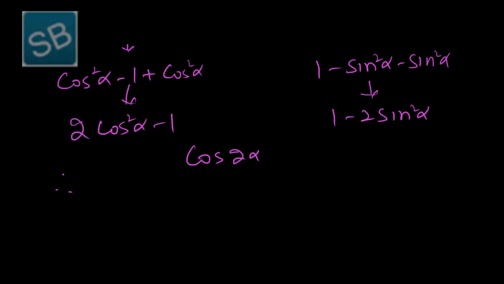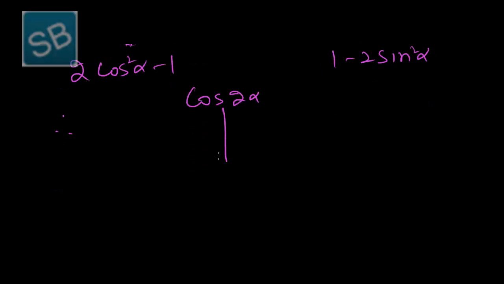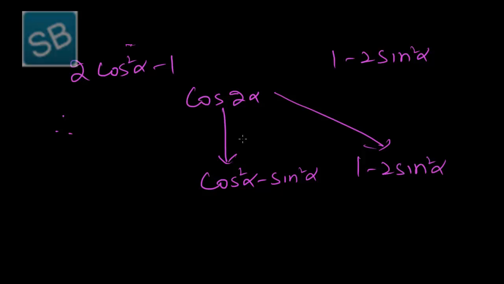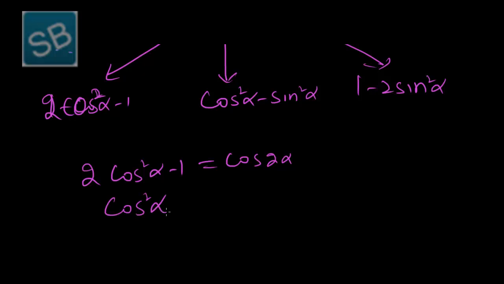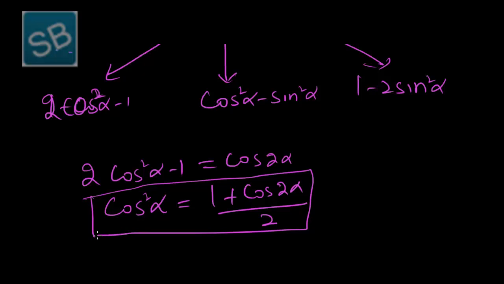Therefore, cos 2 alpha is equal to cos square alpha minus sin square alpha, 1 minus 2 sin square alpha, and 2 cos square alpha minus 1. So these three are the formulas of cos 2 alpha. Also, as 2 cos square alpha minus 1 is equal to cos 2 alpha, if we have to find the value of cos square alpha, we get (1 plus cos 2 alpha) over 2. So this is the value of cos square alpha.